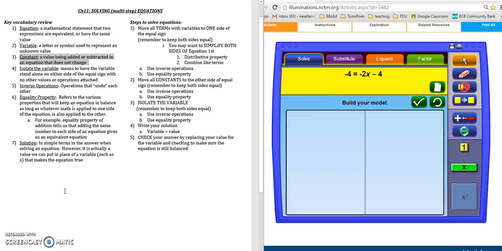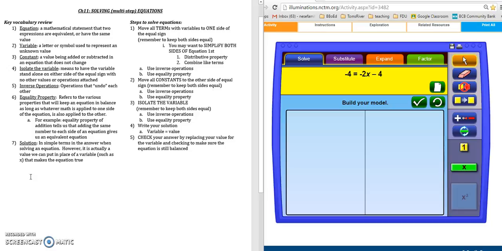Now let's discuss the key terms when solving the equation. First one that we want to focus on is the term isolate the variable. What this means is to have the variable on one side of the equal sign and the other expression on the other. No other operations are attached to the variable. In order to do that, we use two properties, inverse operations and the equality property. Inverse operations are simply operations that undo each other. For example, addition and subtraction are inverse operations, multiplication and division.